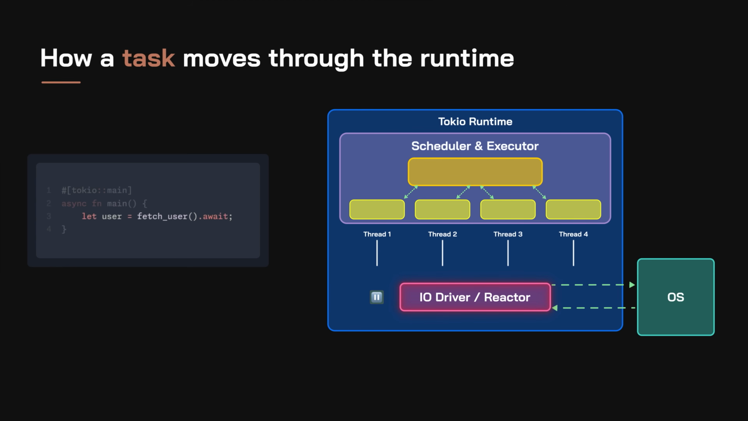That's when the reactor steps in. It takes the waker, registers interest with the OS, and parks the task. The important thing is, the worker thread is now free. It can pick up other work instead of blocking on this single request.